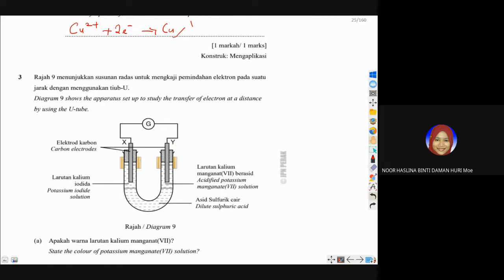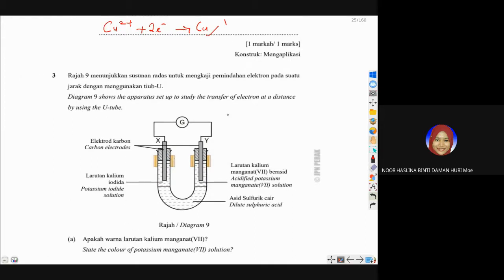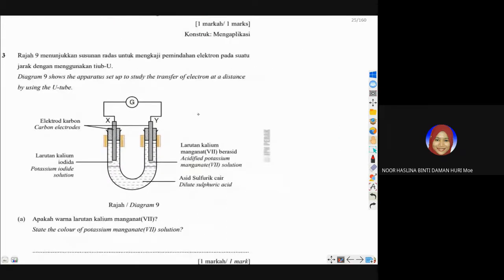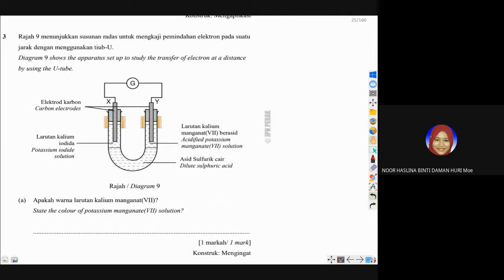Okay, you have a galvanometer. So, this is about electrolytic cell ke voltage cell? So, ada galvanometer, so this one about chemical cell ataupun voltage cell. Diagram 9 shows the apparatus set up to study the transfer of electron at a distance by using a U-tube. Okay, dia sama proses with the voltage cell. Voltage cell kita ada salt bridge ataupun porous pot. Okay, this one pun also same.